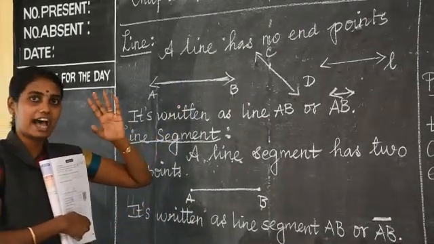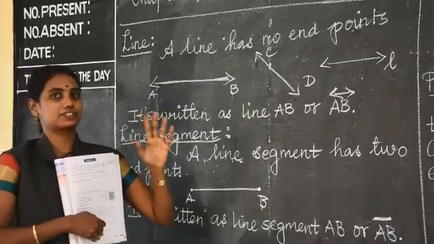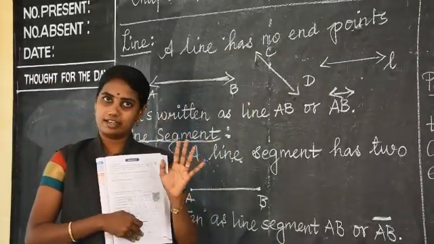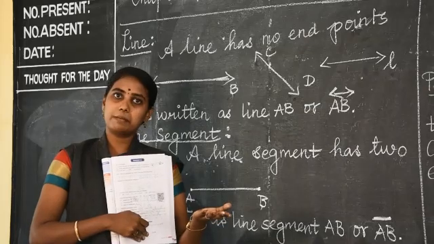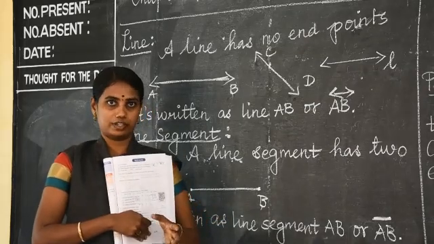Line means we don't have an end. For example, in the maths fair note, we ask you to draw a line. Yes or no? The line may be the longest or the shortest one.